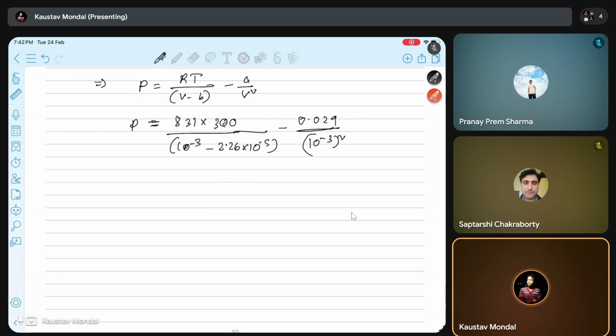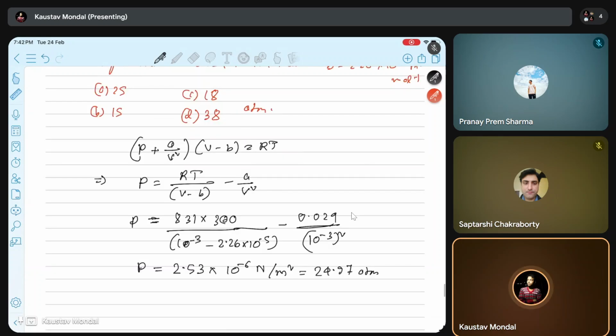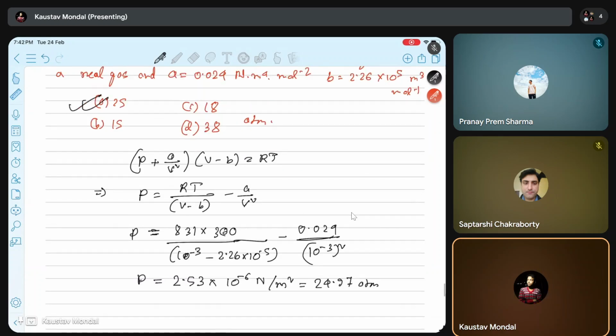So the pressure, if you calculate, will give something like 2.53 into 10 to the power 6 Newton per meter square. If you convert it into ATM, it becomes 24.97 ATM. The correct answer would be option A. This is the easy way: just take the Van der Waals equation and substitute the given values.